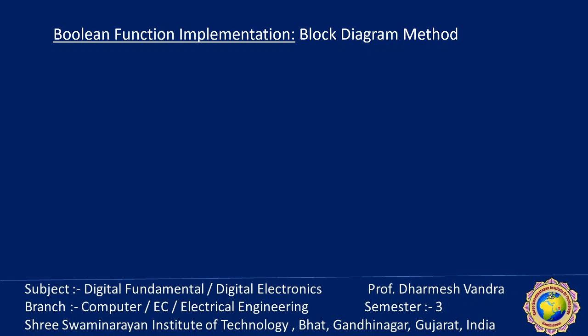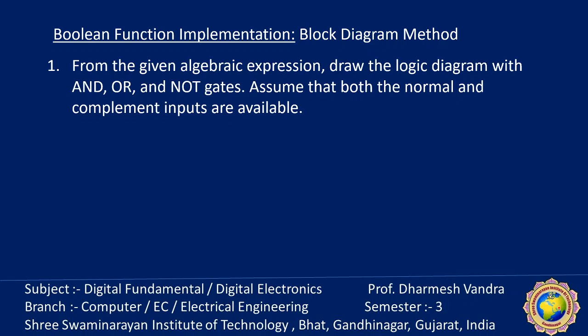The implementation of a Boolean function with NAND gates may be obtained by means of a simple block diagram manipulation technique. This method requires that two other logic diagrams are drawn prior to obtaining the NAND diagram. The procedure is very simple and straightforward. First, from the given algebraic expression, draw the logic diagram with the basic gates AND, OR and NOT, and assume that both the normal and complement inputs are available for the particular circuit diagram.